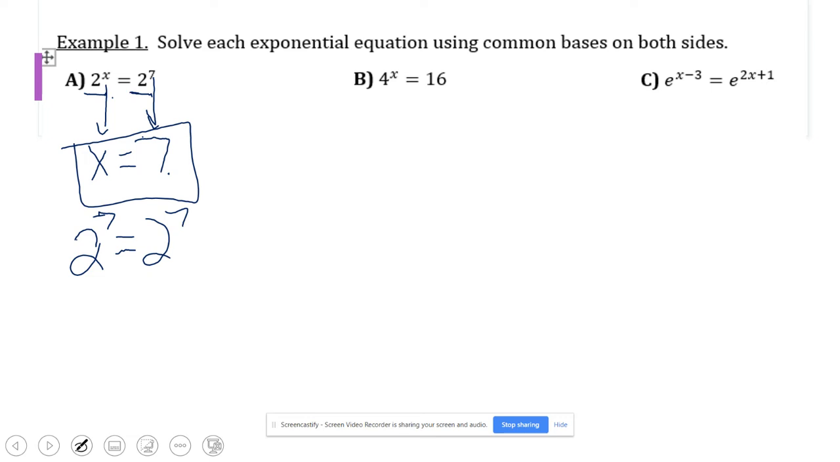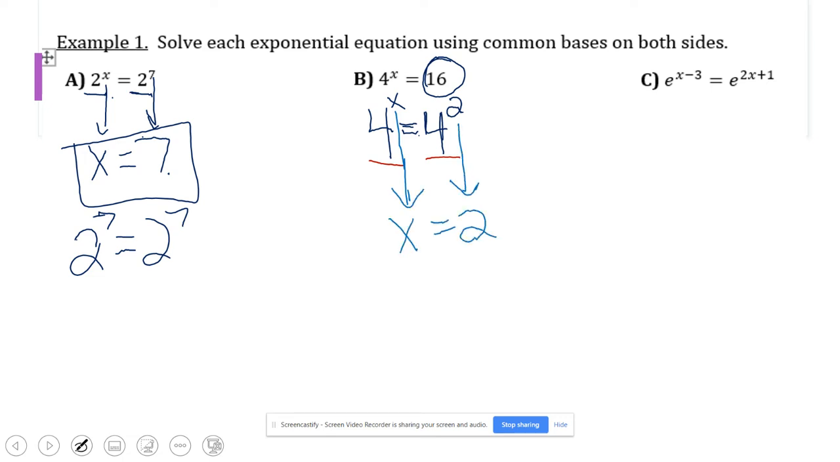Letter B, though, I don't have like bases. I have a 4 and a 16. So my question is, can I change that 16 into a base 4 with some exponent? So do I know 4 to what power makes 16? And I do. That's 4 squared. So we rewrite 16 as 4 squared. By doing that, now my bases of 4's are the same, and that means that we can look at the exponents and find out that x is equal to 2.